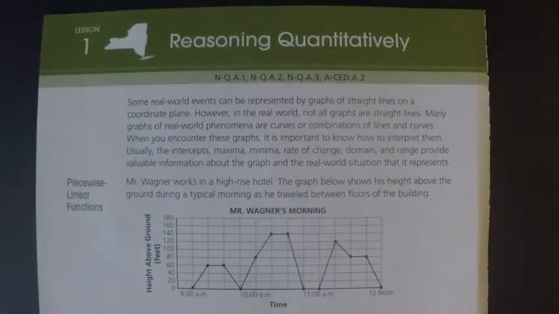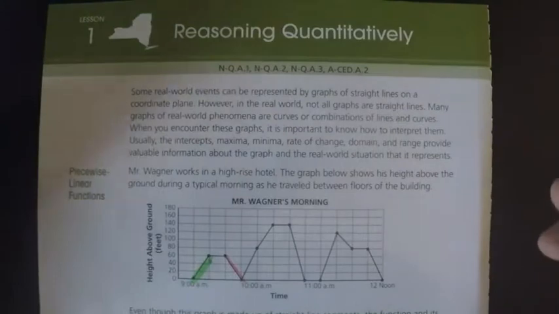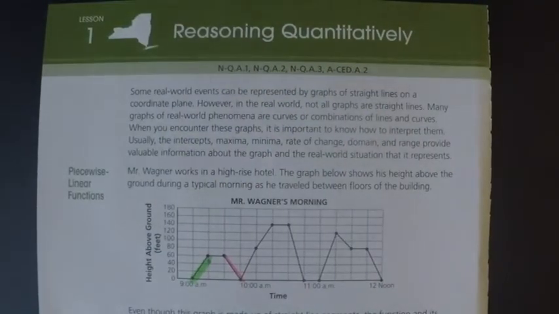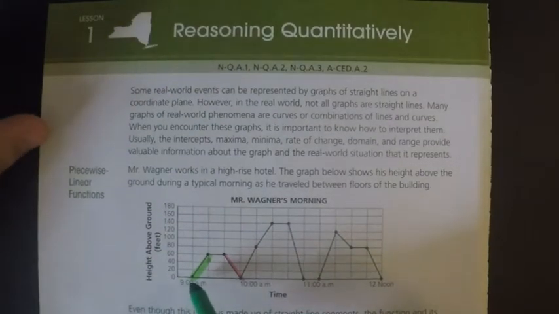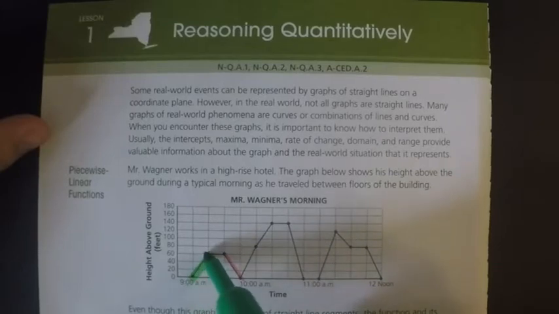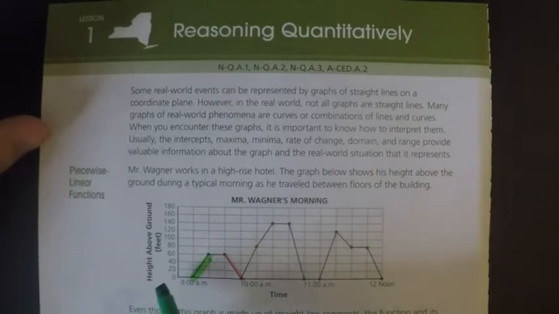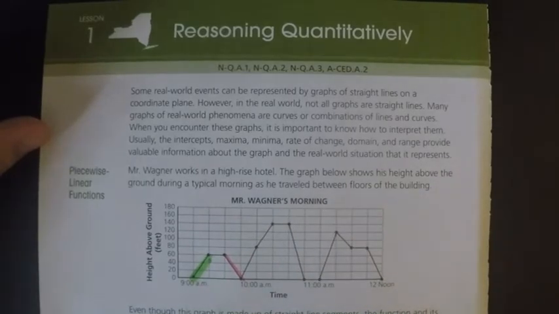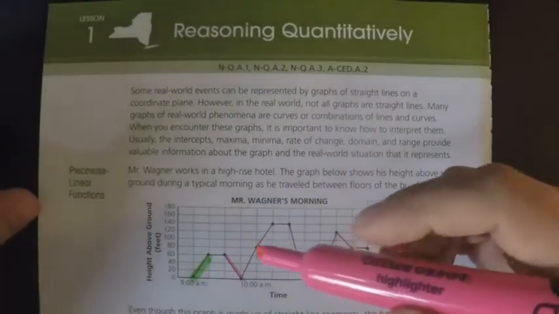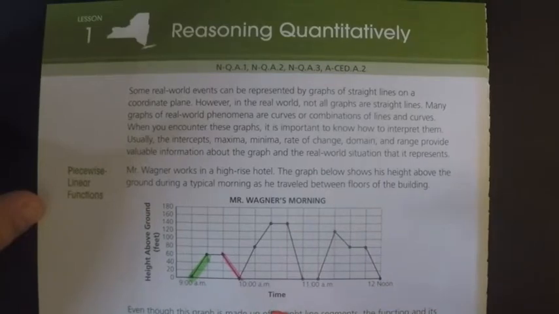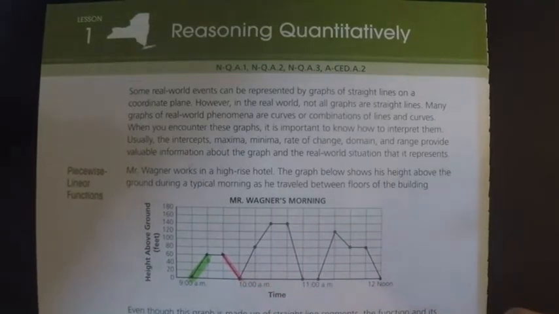All right, sorry about that, interrupted there. All right, so let's take a look at this graph here. So we have Mr. Wagner's morning. He starts from 9, and then this hour is broken up into 4 parts. From 9 to 9:15, he's traveling up the building. He goes from 0 feet up to 60 feet, and then he remains there for about 15 minutes. Then at 9:30, down to 9:45, he travels down those 60 feet back down to the floor or ground level.